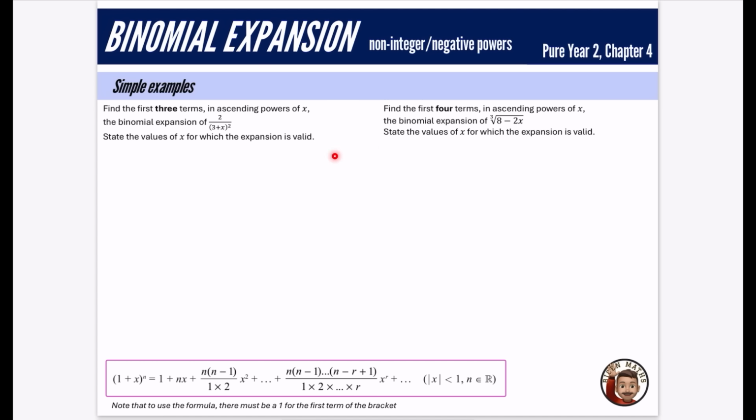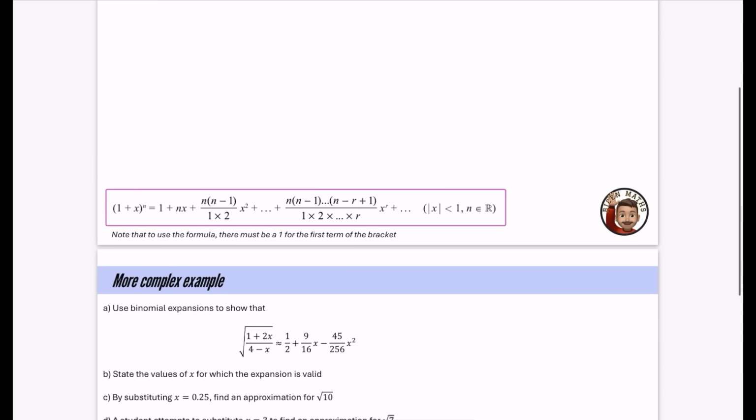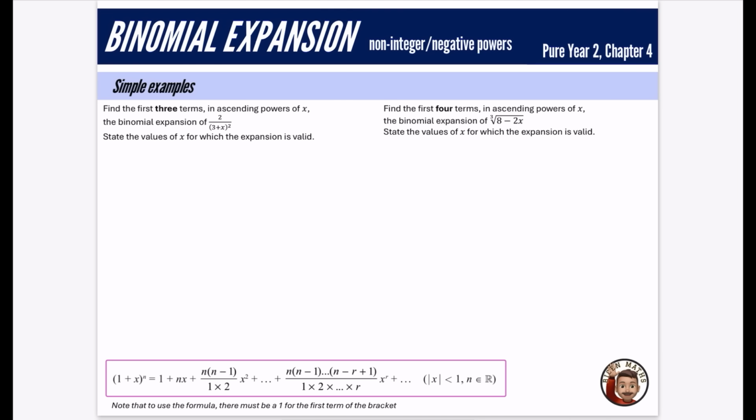So I'm going to do two simple examples and then a slightly more challenging one on the next page. There's not really a lot to explain for this topic. It's probably one of the most direct, simplest kind of chapters. I've put this in a purple box. It's from the formula book that we've got here, and I'll be using that in both of these examples and the one on the next slide too.